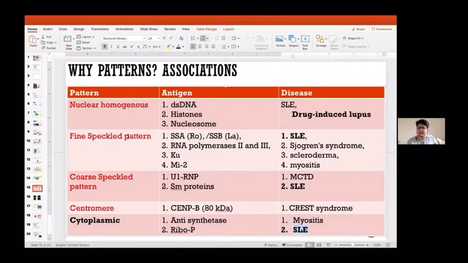If it's a fine speckled pattern, I have a few differentials. But see, the thing is, you do not get a differential after seeing the ANA pattern. You get the differential before seeing the ANA pattern, from your clinical history. If the patient has symptoms like xerostomia, parotid swelling, and distal RTA, that kind of feature, it is a case of Sjogren's syndrome. So most of the time, before ordering a test, we must have made a clinical diagnosis. What are the possibilities? Then it is very easy to interpret.